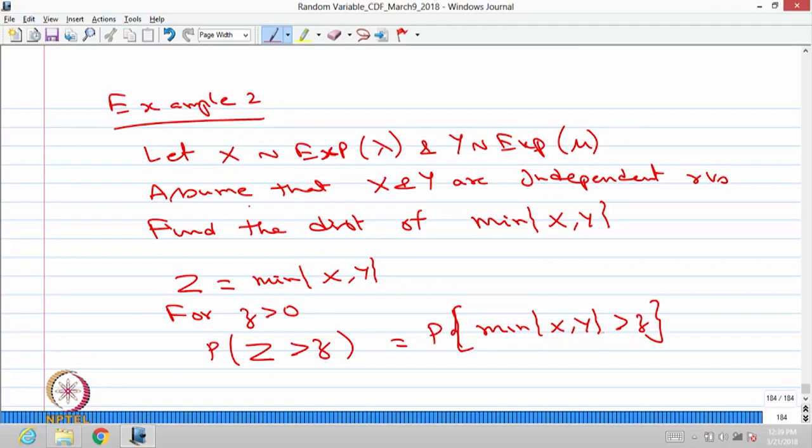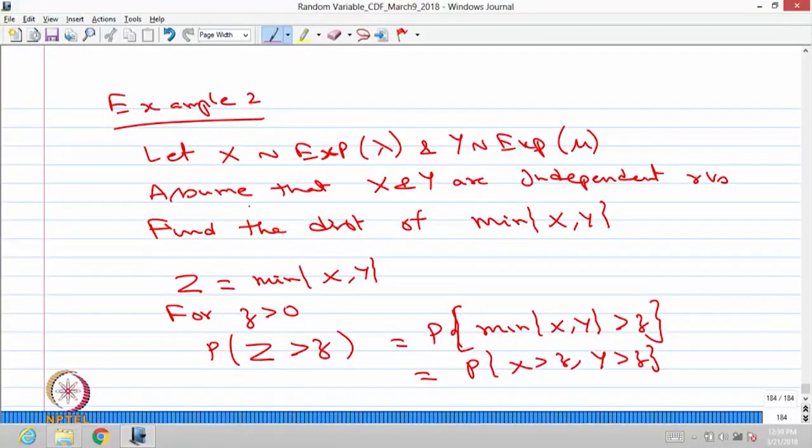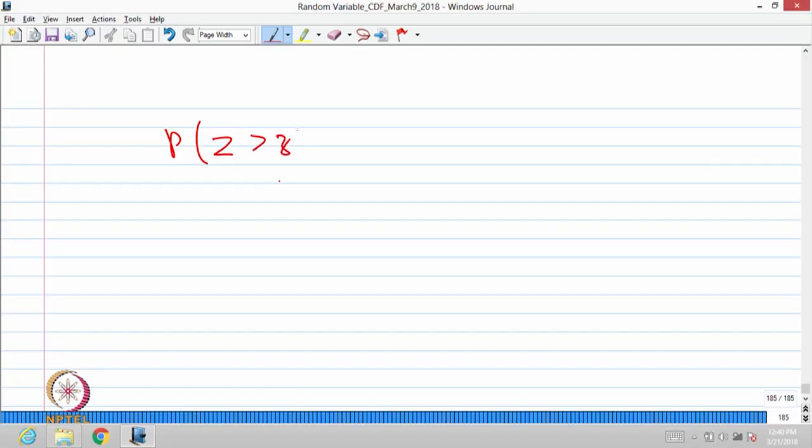Since the minimum of x comma y is going to be greater than z, that means each random variable is also going to be greater than z. So, that is the same as P of x is greater than z as well as y is greater than z. If the minimum of x comma y is greater than z, that means both x and y are greater than z. If I know the joint distribution, I can find out the probability of this. But I made the assumption that both the random variables are independent. Therefore, the joint distribution is the same as a product of individual distributions. Therefore, the probability of Z greater than z is the same as the probability of x greater than z multiplied by the probability of y greater than z.